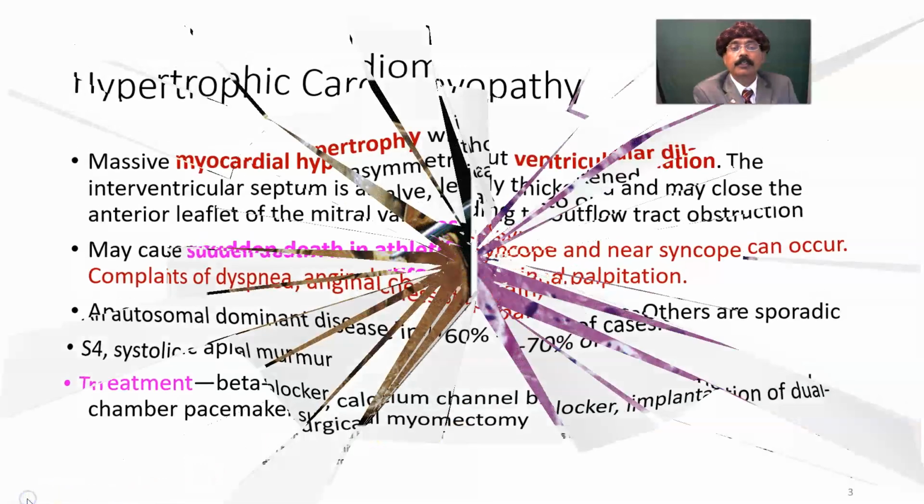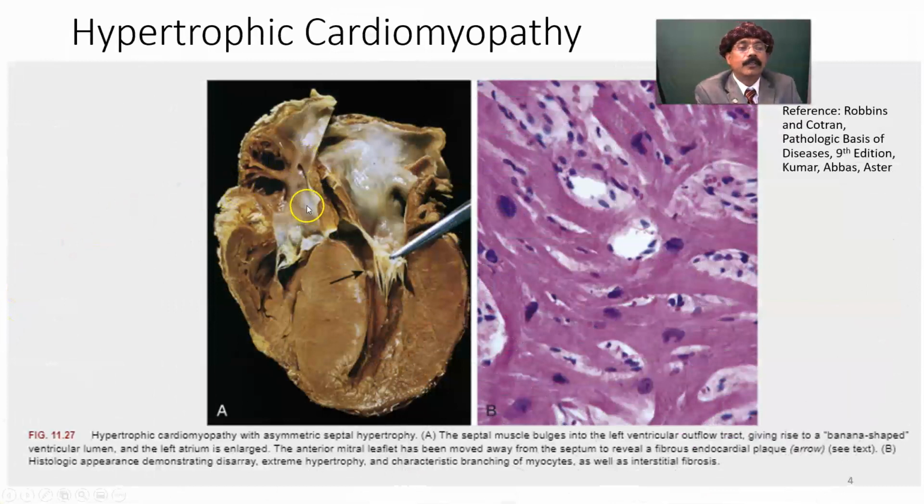Okay, we got that. So this is the picture of hypertrophic cardiomyopathy, asymmetric septal hypertrophy. The septal muscle bulges into the left ventricle outflow tract, giving rise to a banana-shaped ventricular lumen. This is the ventricular lumen, banana shape. The left atrium is also enlarged here. The anterior mitral leaflet has moved away from the septum and reveals a fibrous endocardial plaque here.